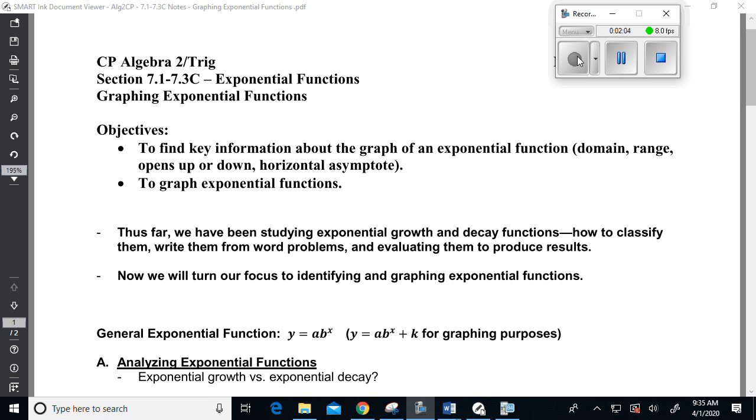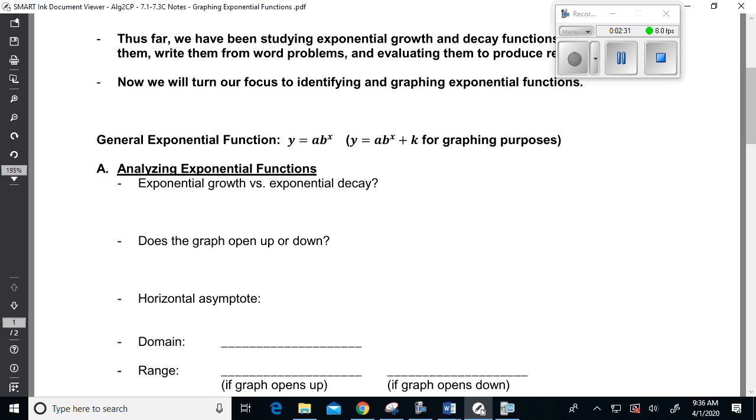So today we're going to find key information about the graph of an exponential function and then actually graph an exponential function. So far we looked at how to classify them, how to write an exponential function from a word problem, and how to evaluate them to produce a result. Now we're going to turn our focus to actually doing a graph.